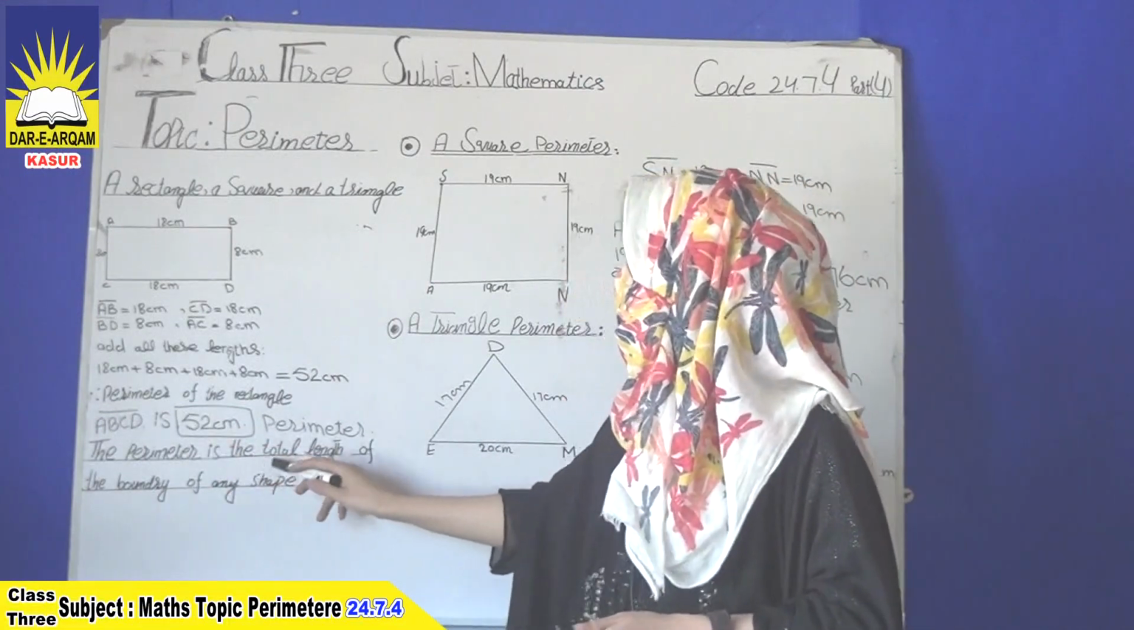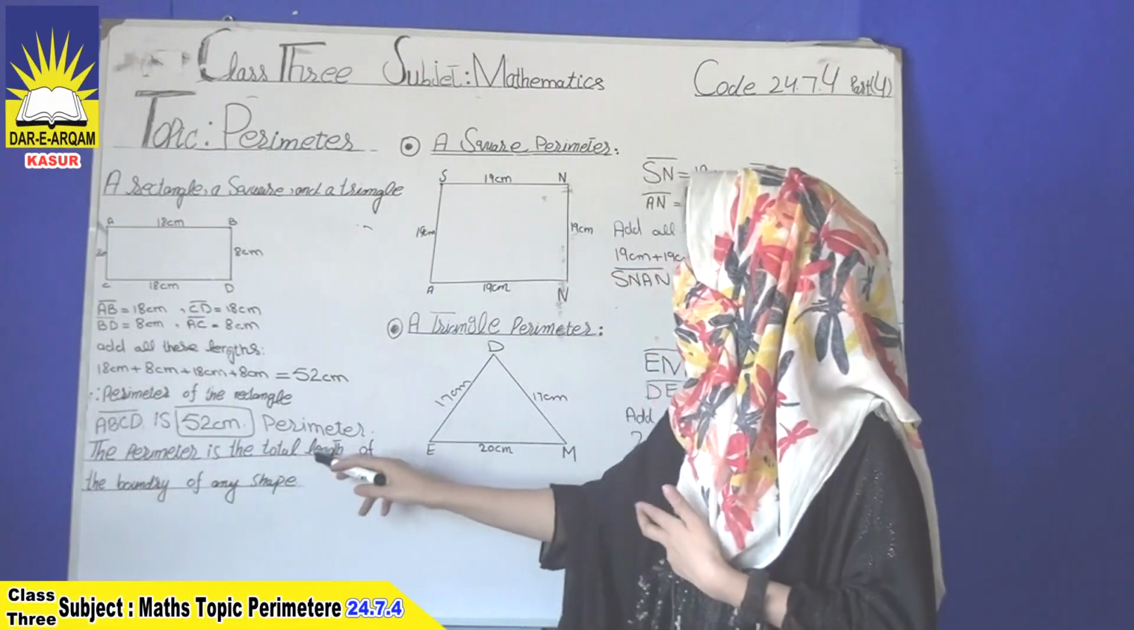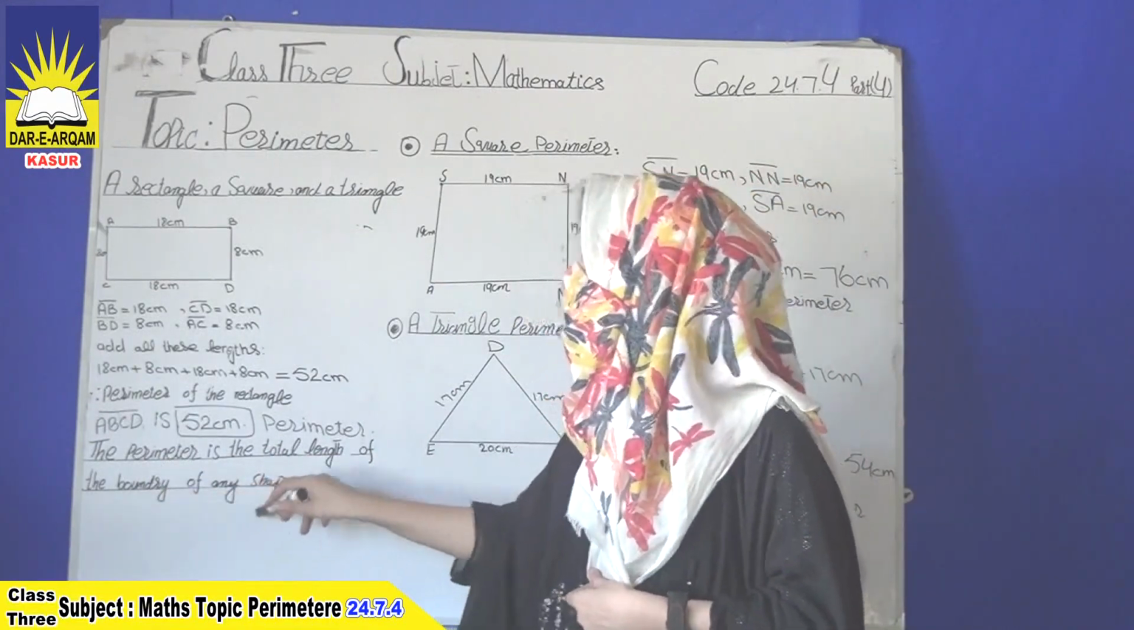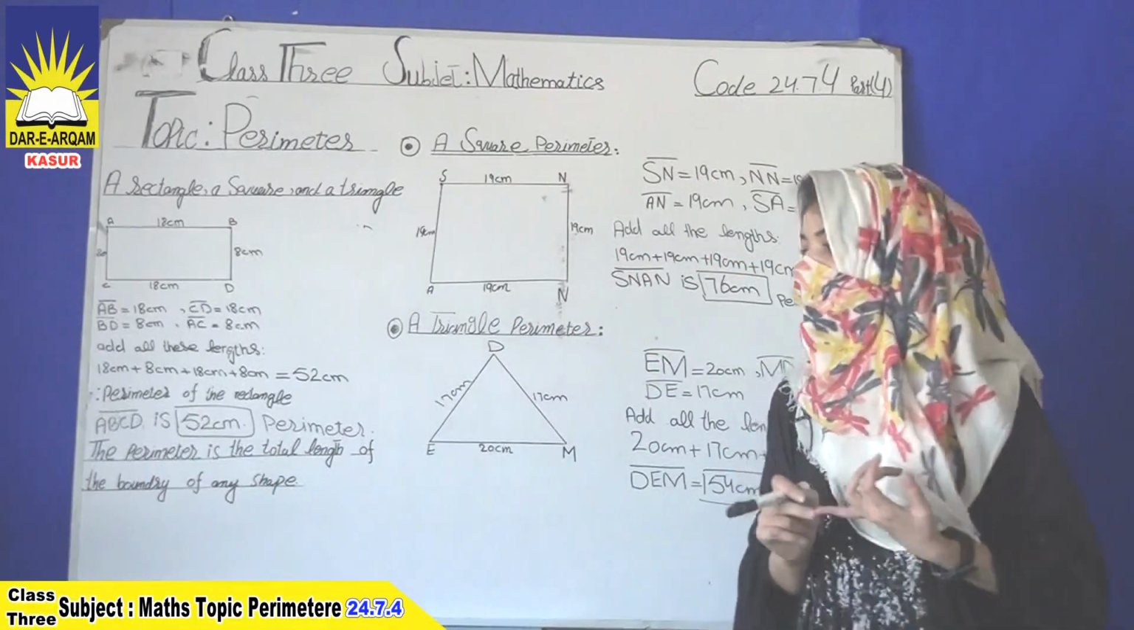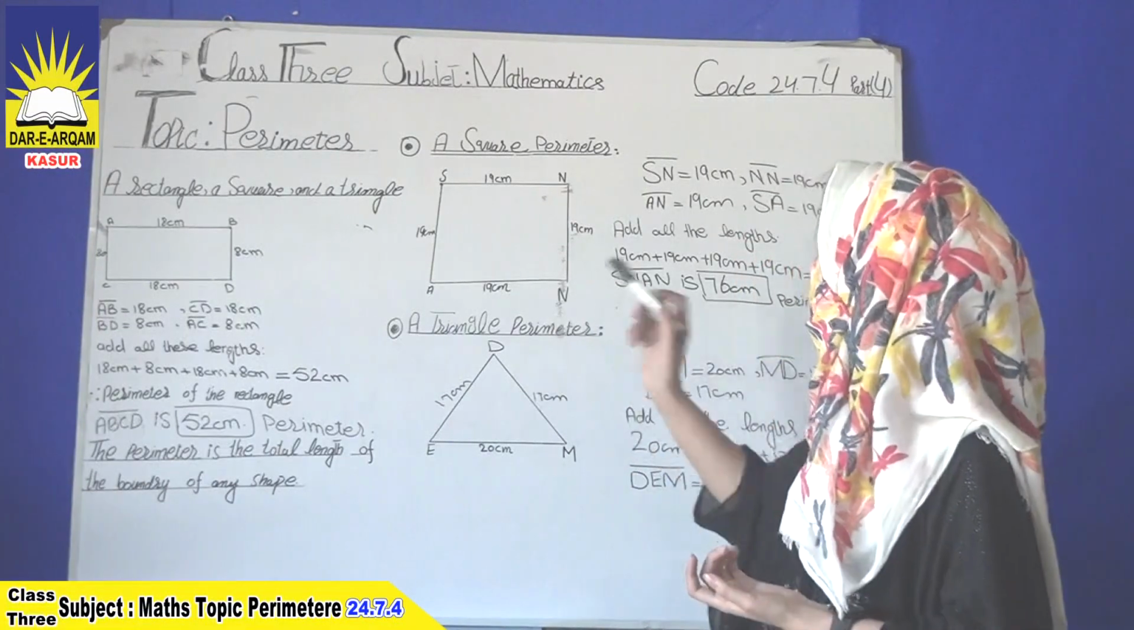The perimeter is the total length. We can say that the perimeter is the total length of the boundary of any shape.